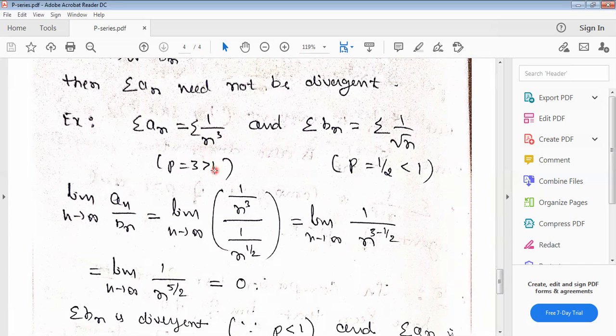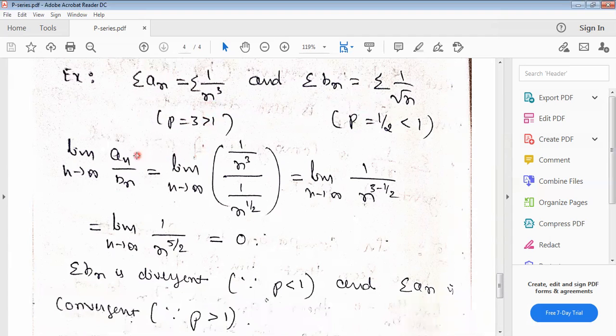And right now we have seen how the p series behaves. According to that, in this case, the p series is convergent. But here you can see that the value of p is 1 by 2 and it is less than 1. And so it is divergent. This is divergent, whereas sigma an is convergent.